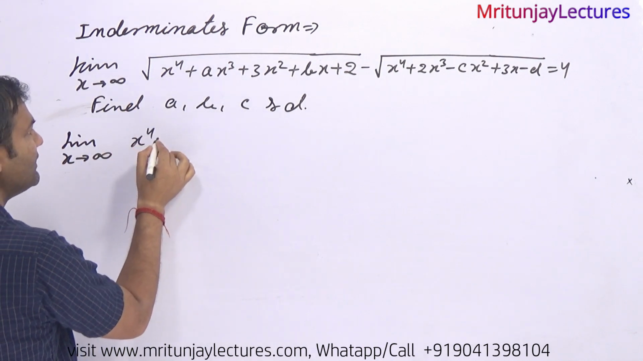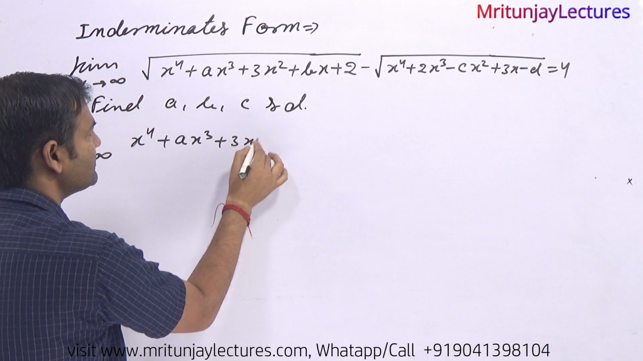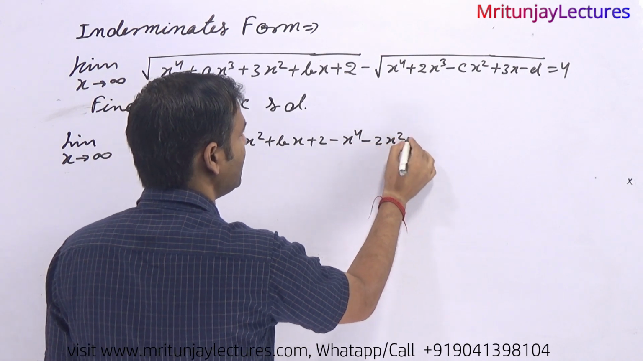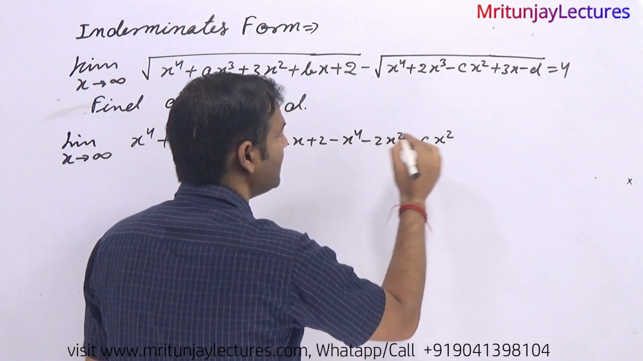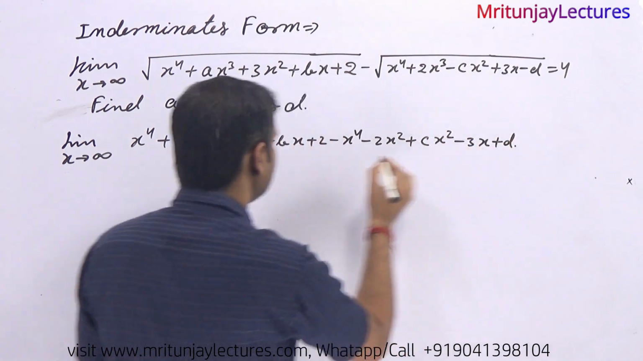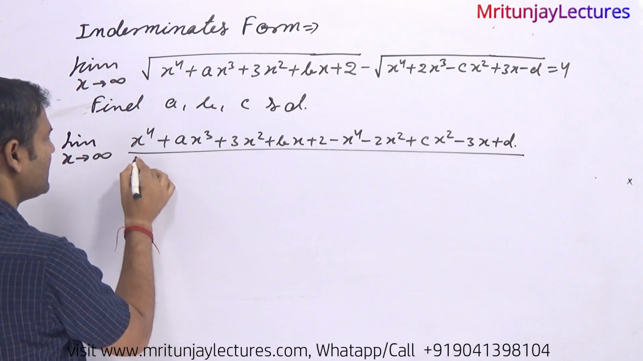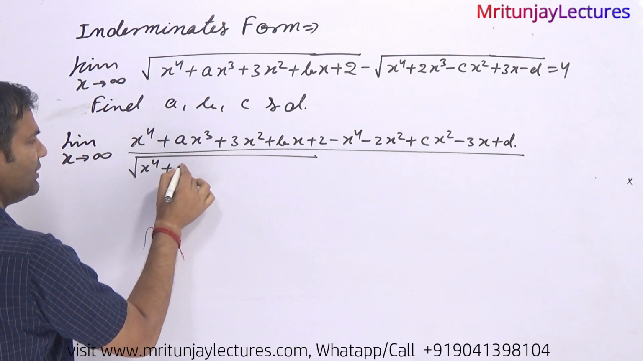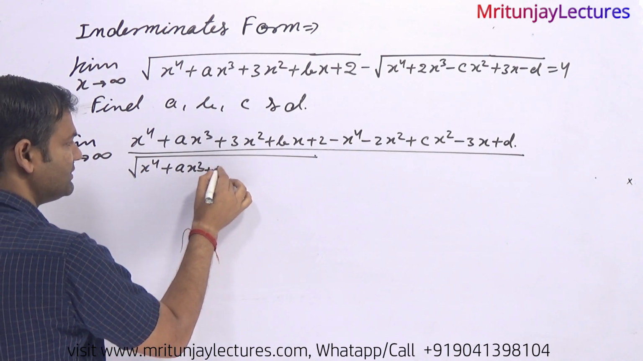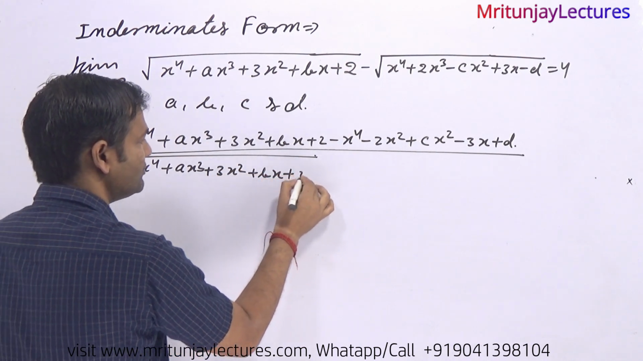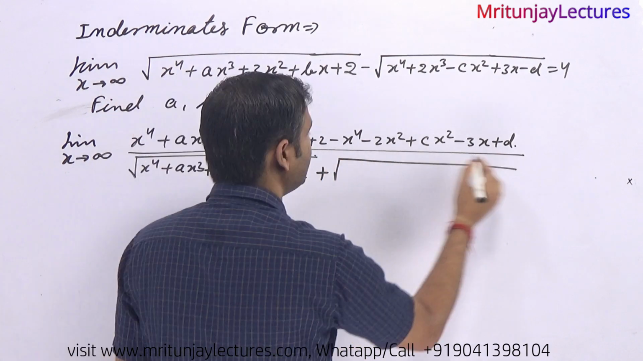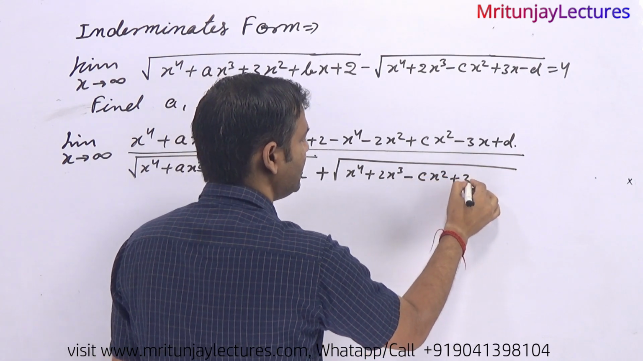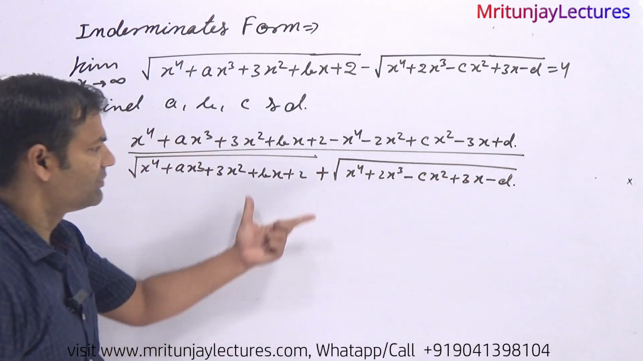Then finally we write 4ax cube plus 3x square plus bx plus 2 minus x power 4 minus 2x square plus c into x square minus 3x plus d, divided by under root of, after rationalization, ax cube plus 3x square plus bx plus 2, and here plus under root of x to the power 4 plus 2x cube minus 2x square plus 3x minus d. After rationalization we got this one.